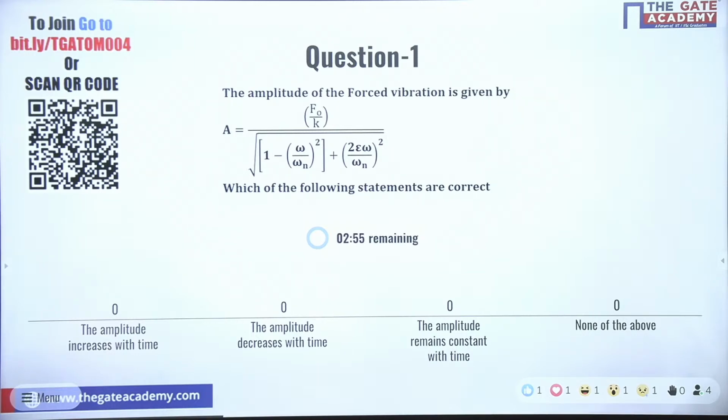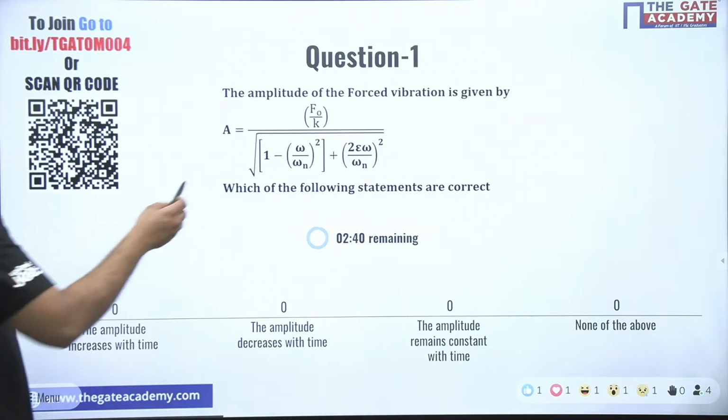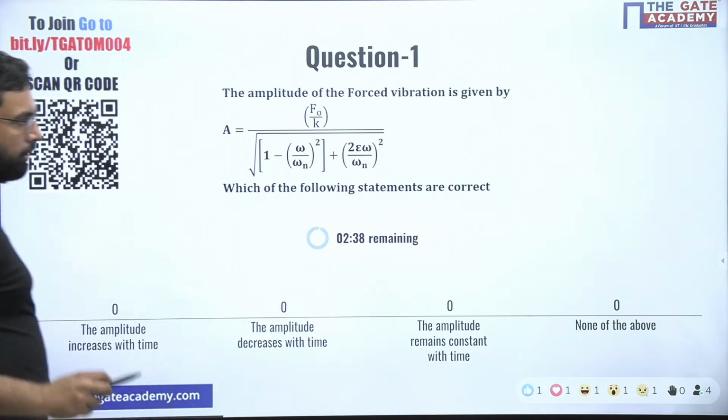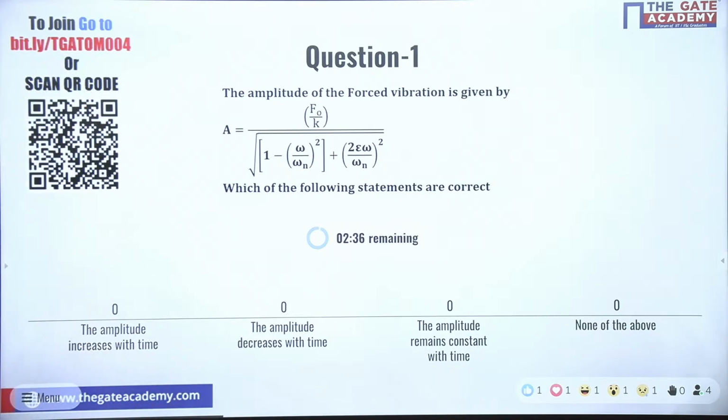There is one square missing in this formula. So just remember there is a square here, and there is a square here also. It was missed. Let us see if we can answer it.